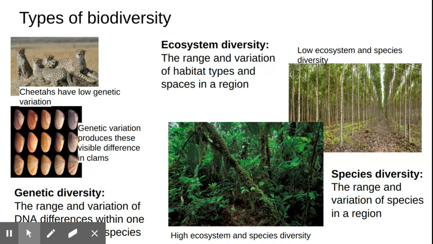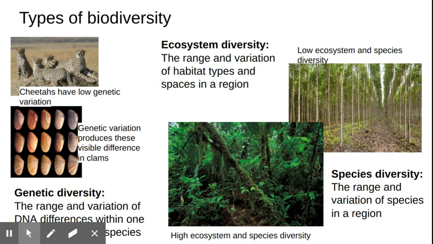Our second type of biodiversity is genetic diversity. And this is the range and variation of DNA differences within one species in a region. And so we're looking at, in this case, cheetahs and some type of a bivalve here. Some of these are things that we can actually look at and measure as what we call the phenotype, or the outside appearance of genetics.